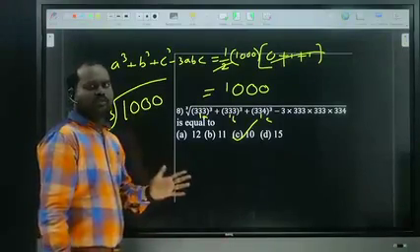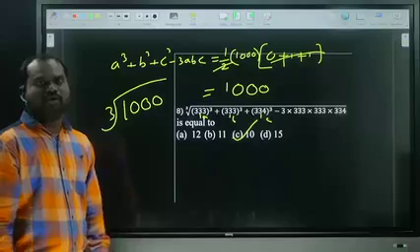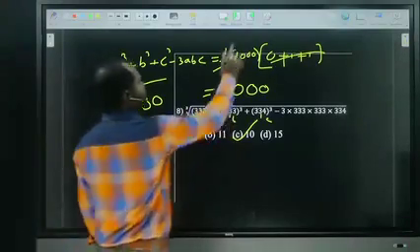We have to know all the formulas. If you know the formula, then we can give the answer within seconds. You will get the idea also. That's why I already gave the list of formulas. Okay, now next.